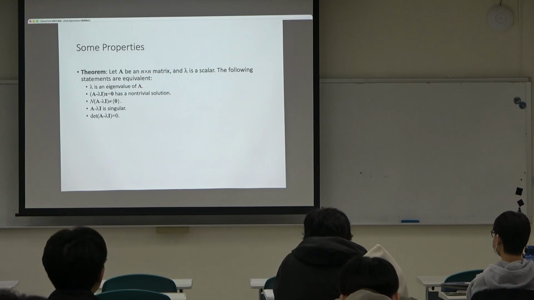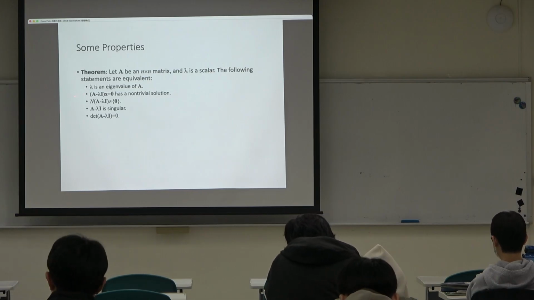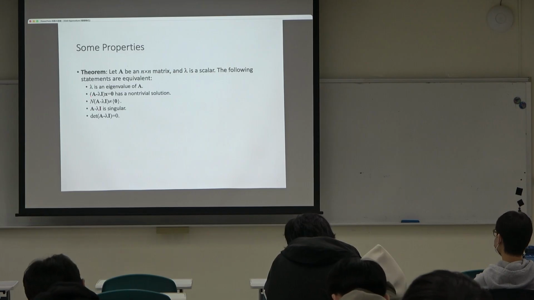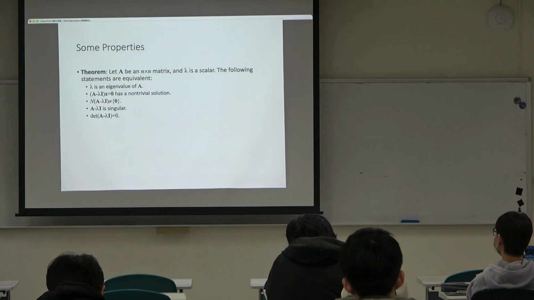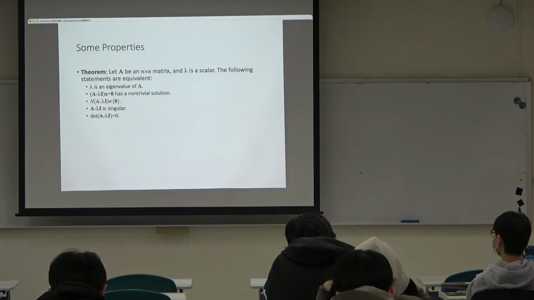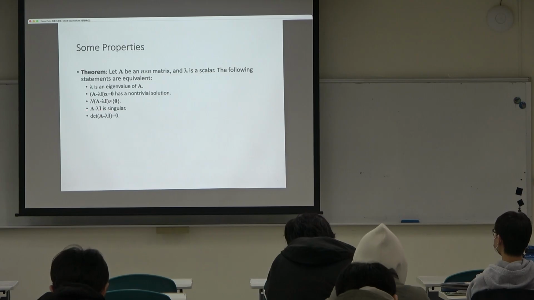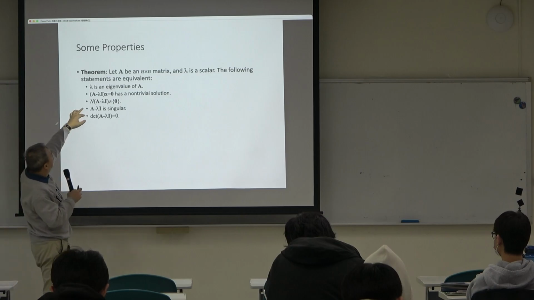So the second statement is given. If the second statement is given, obviously the null space of A minus lambda I is not just the zero vector. If that's not the case, lambda wouldn't be an eigenvalue, right? And then A minus lambda I is singular. According to the definition of singular, that just means the determinant of A minus lambda I is 0, right? So these two statements are equivalent.